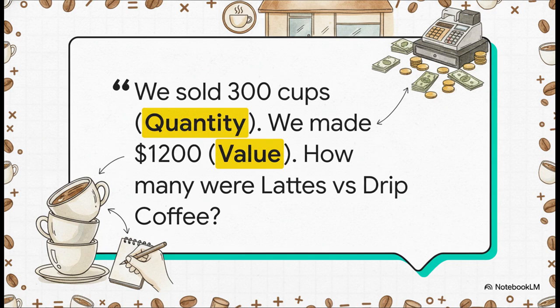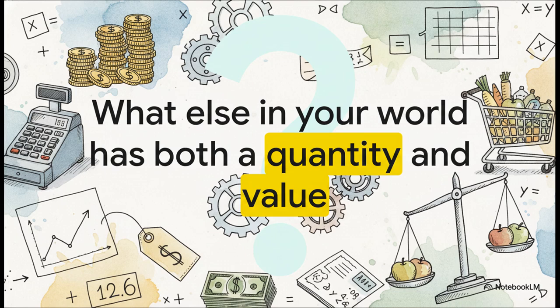This is Business 101. So I'm going to leave you with this question to chew on. Once you start looking for this pattern, I promise you will see it everywhere. What else in your world has both a quantity, a certain number of things, and a value that's attached to them? Think about it.